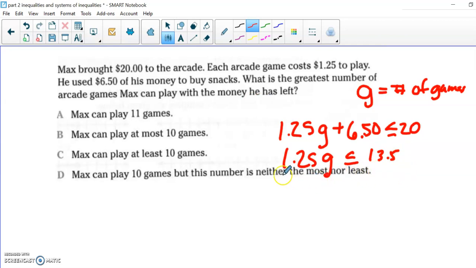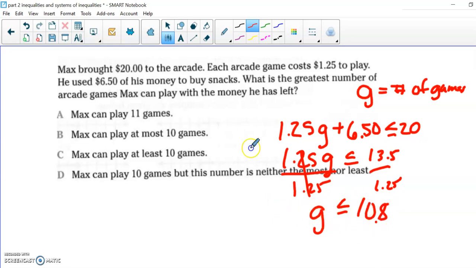Okay, that's what he has left for games, and we're going to divide each side by 1.25. And so the number of games he can play, I get 10.8. Okay, so it has to be less than or equal to 10.8. You know you can't play 10.8 games. So it says Max can play 11 games. Nope, he doesn't have quite enough money for 11 games, so we know that's wrong. At most 10 games, yep, that looks good.